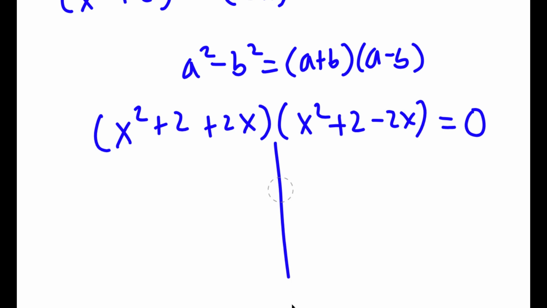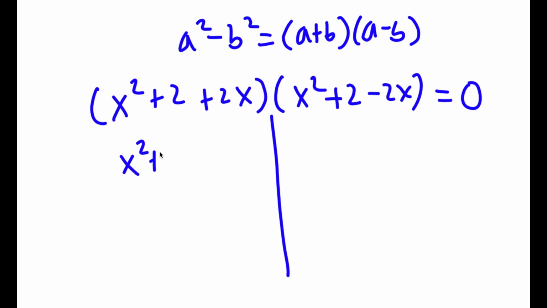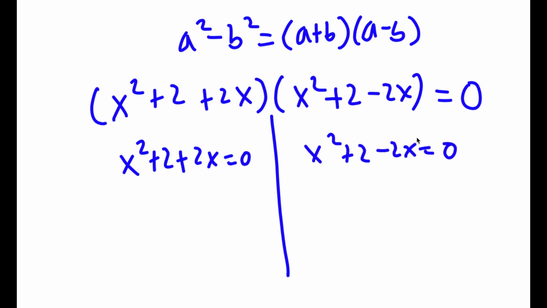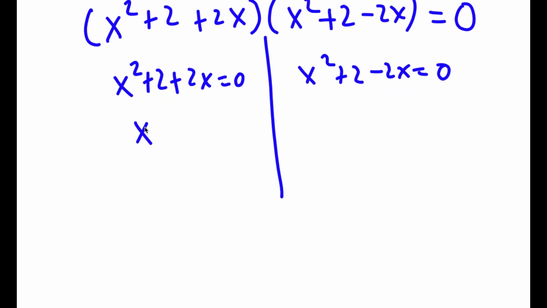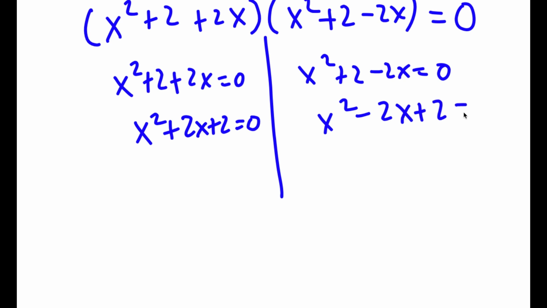So now this gives me two equations. I have x squared plus 2 plus 2x is equal to 0, and I have x squared plus 2 minus 2x is equal to 0. So to solve these, all we have to do is simply plug these into the quadratic formula. So I'll rewrite this as x squared plus 2x plus 2 is equal to 0, and I'm going to write this as x squared minus 2x plus 2 equals 0.